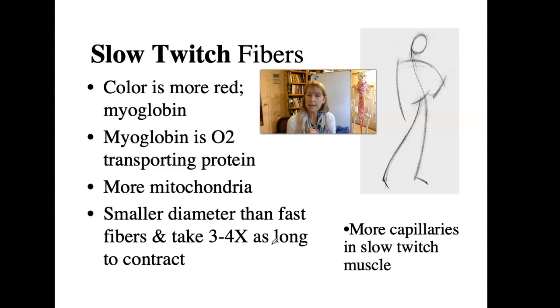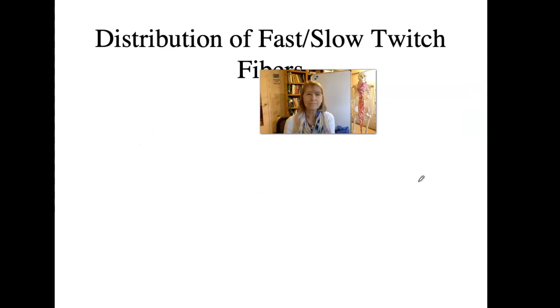They're smaller diameter, but they take longer to contract, but they're going to stay, like this picture here of this person standing. If you want to stand, those muscles are going to be slow twitch fibers. They have lots of mitochondria. They keep making ATP, and you're not going to flop dead. Okay, you're going to stay upright and be able to perform that task, which is to stay upright.